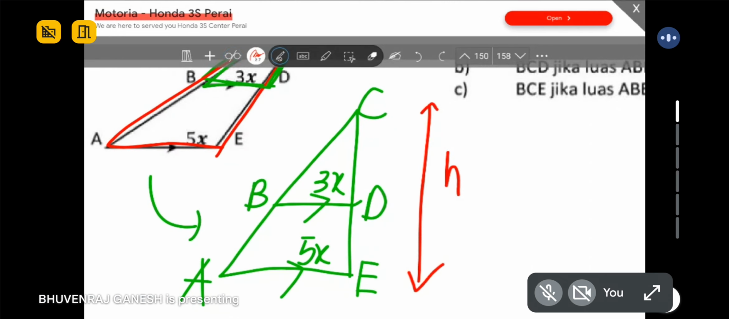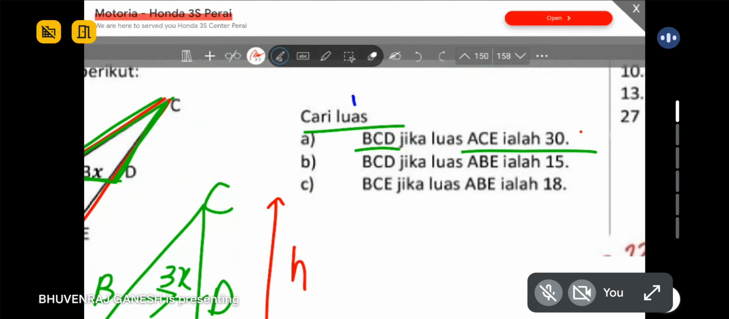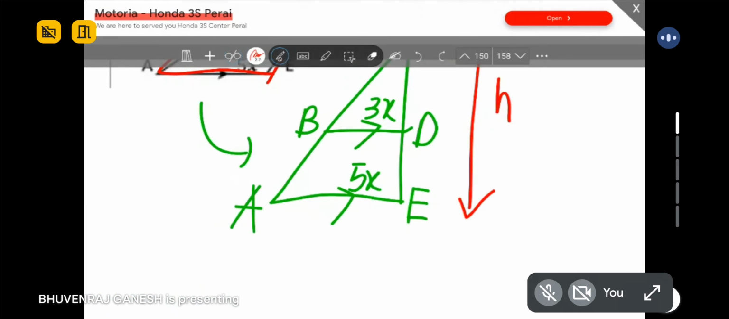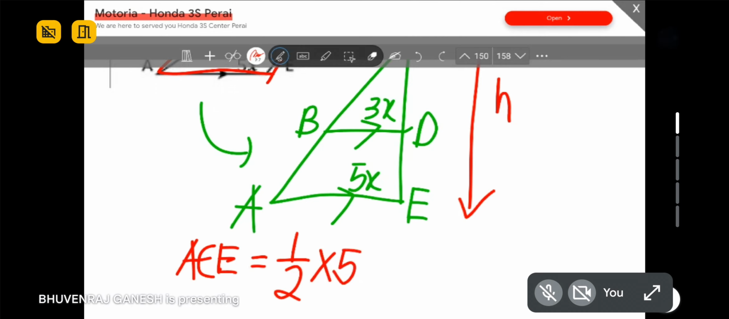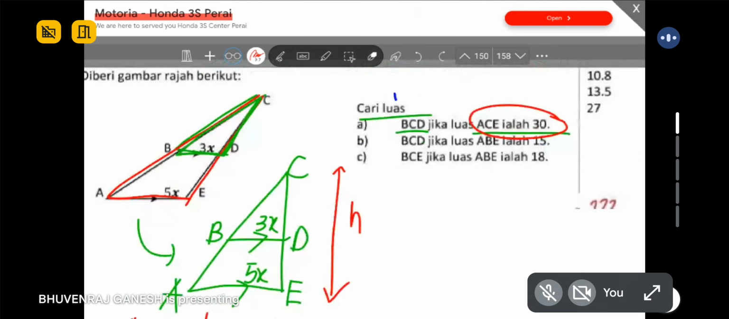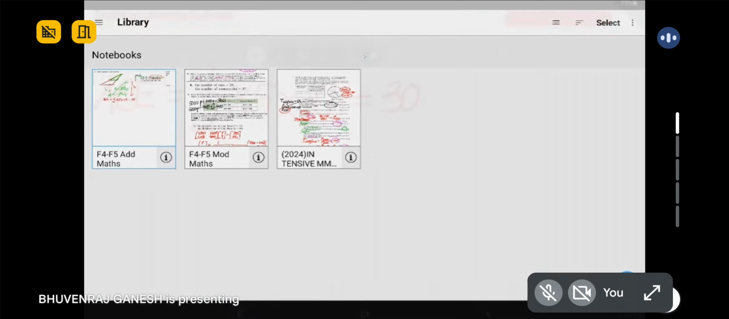Okay, so now the question is, you can find the area of ACE. They already tell you it's 30, right? 30. Okay, so how do you guys find the area for ACE? You guys can use half times base times height, right? Setengah kali tapak kali tinggi. Am I right? So this answer is actually equal to 30. Agree? Semua setuju yang ni?